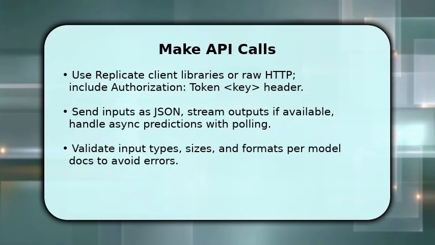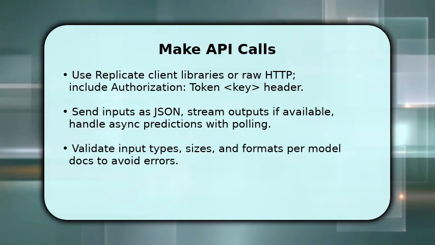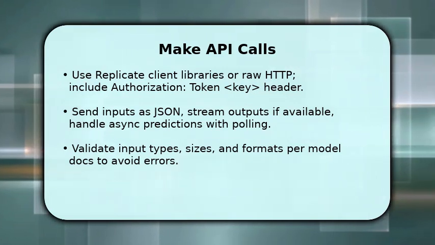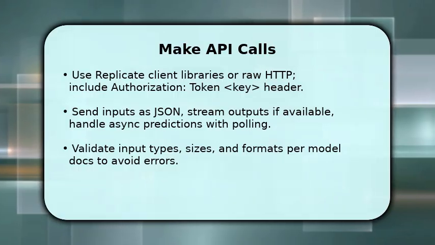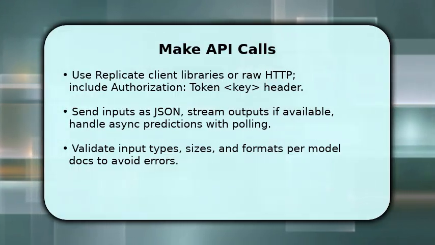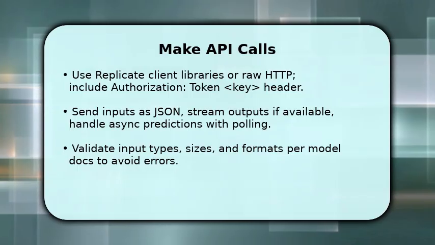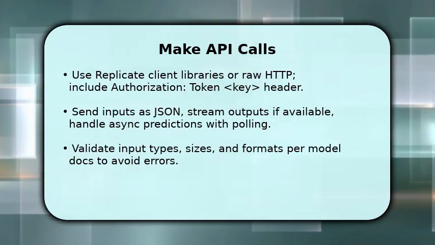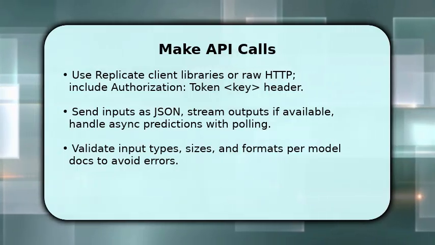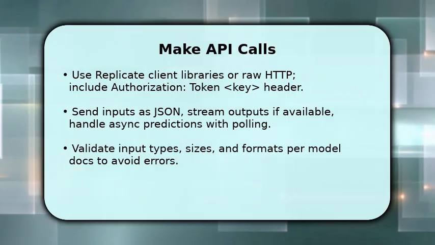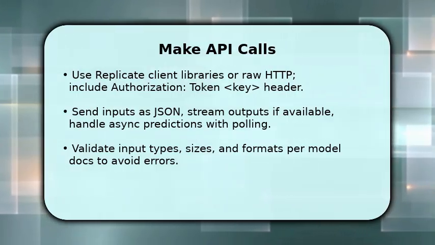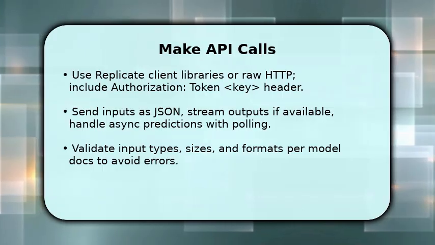Now you'll make calls and handle responses. Use the official Replicate client or curl, include Authorization: Token plus your API key so requests authenticate. Post JSON with the model version and input fields, and wait. Some predictions are async, so poll the prediction endpoint until status is succeeded. Stream outputs if the model supports it to reduce latency.